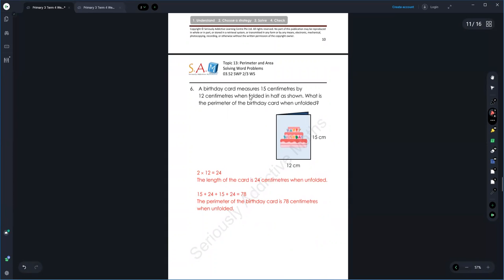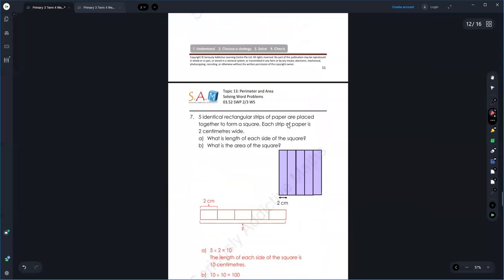A birthday card measures 15 cm by 12 cm when folded in half. So when it's folded in half, this is 15, this is 12. What is the perimeter when it's unfolded? You can actually draw it for them. It's going to be like this, and since it's equal parts, this is 12. Please write down the cm as well, as good practice. It's just that using the mouse is a bit difficult for me to write. Then they should be able to find the perimeter by drawing out the measurements here.